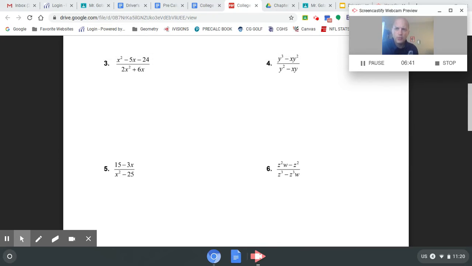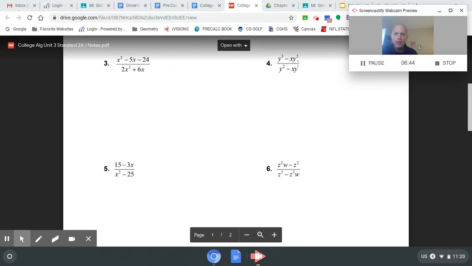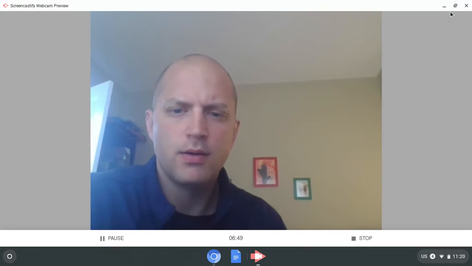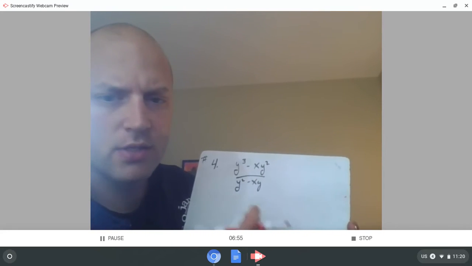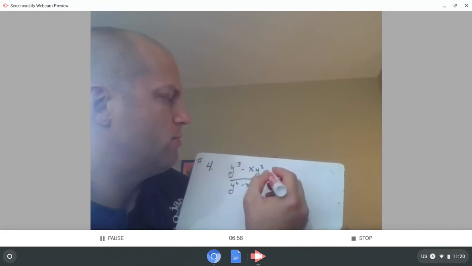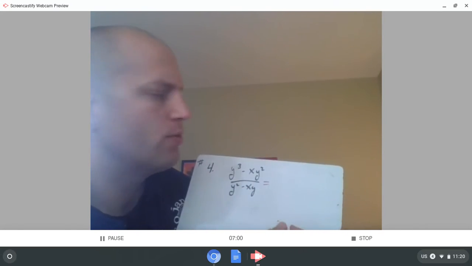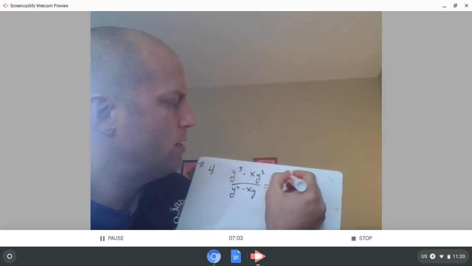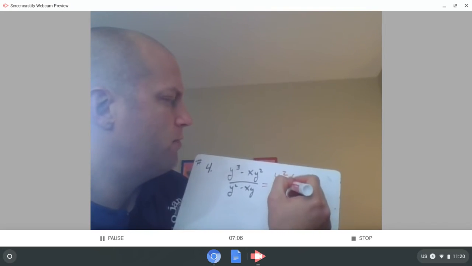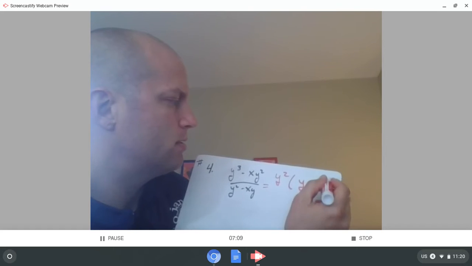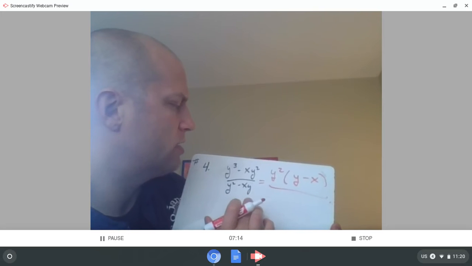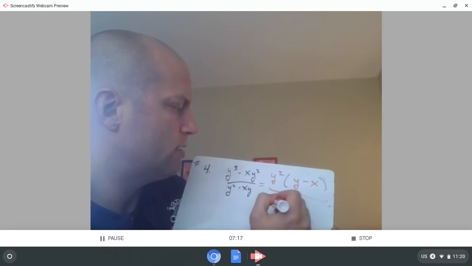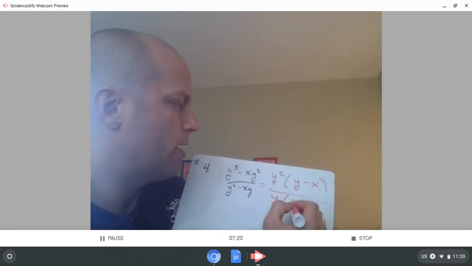All right, so the next one we're going to work on is number 4. I have y cubed minus xy squared all over y squared minus xy. All right, so I've written it on a separate sheet, little whiteboard here. The first thing we always look for is GCF. So we look for the GCF on top. y cubed, y squared, I can take out a y squared. Okay, and what I'm left with now is y minus x. Same thing on the bottom. I got y squared minus xy. They have y's in common, so I can take a y out. And now I'm left with that y minus x.